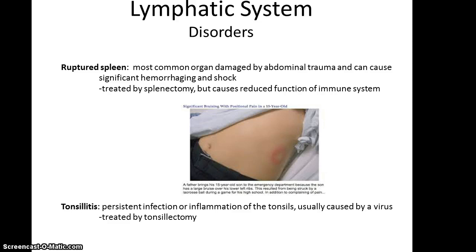Disorders. Well, if your spleen gets hit hard enough by some sort of force, it can lead to hemorrhaging, and the person could go into shock. If it's a serious enough damage to the spleen, it's treated by splenectomy, the removal of the spleen. But unfortunately, this causes a reduced functionality of the person's immune system. Another disorder is tonsillitis. This is a persistent inflammation of the tonsils, often caused by a virus infection. And the treatment for this is tonsillectomy.